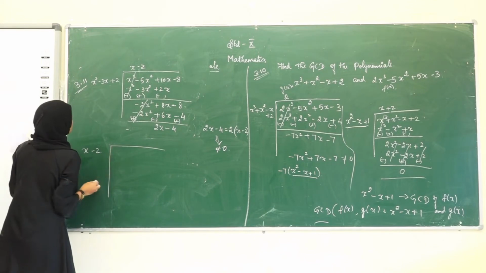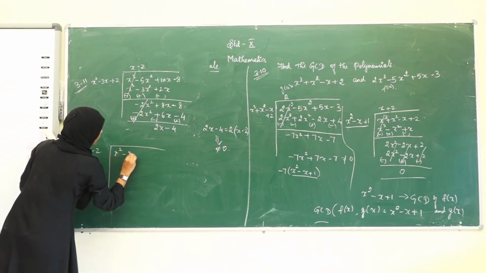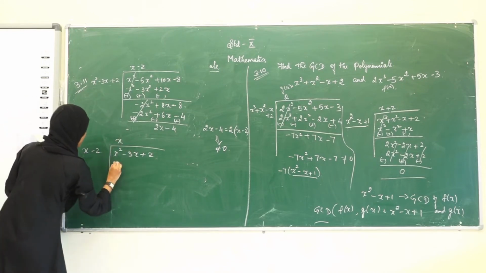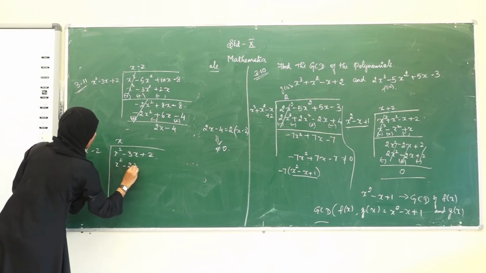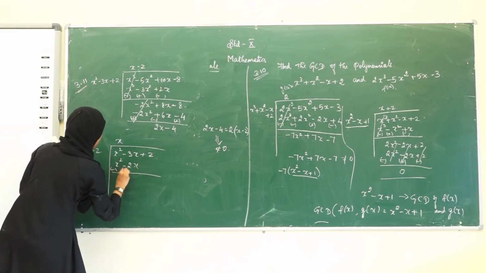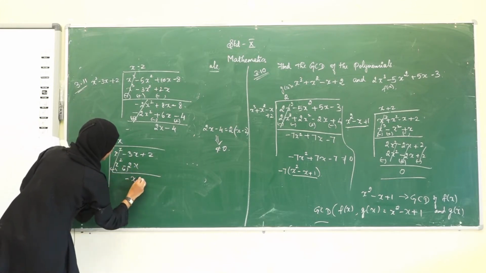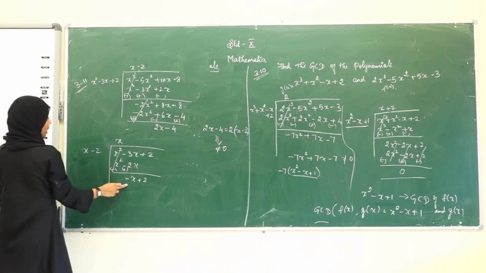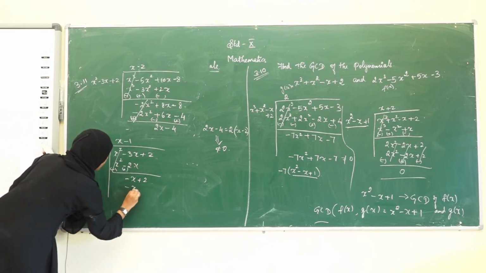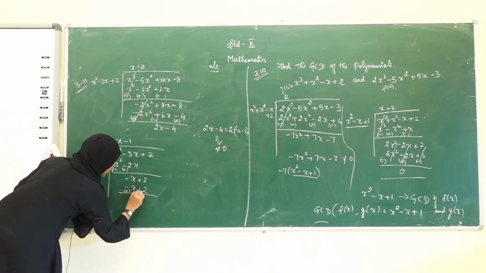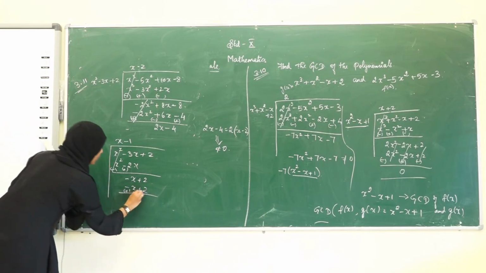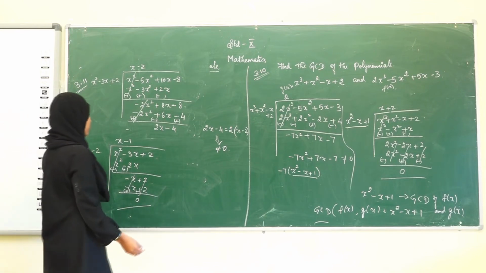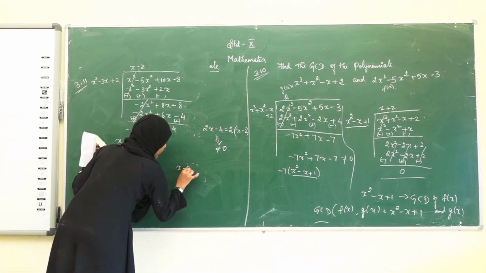x minus 2 into x square minus 3x plus 2. Here x is there, here x square. So we multiply by x, and with the signs changed this term gets cancelled. So minus x plus 2. Again here x minus 2 is there, so minus 1, and minus 2. When we change the signs, we get 0. So the remainder is 0. So what is the GCD? That is x minus 2.